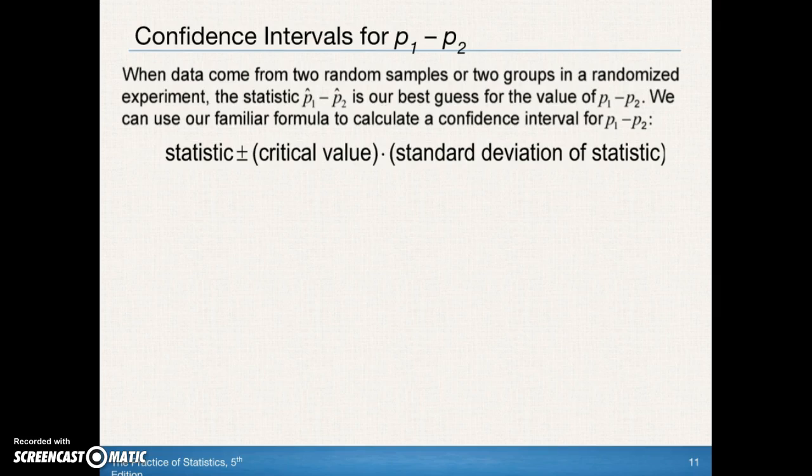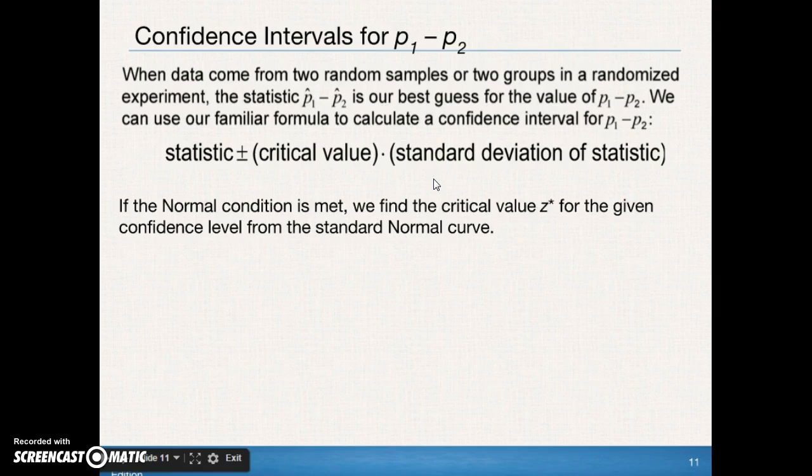So again, notice the formula doesn't change. We're still going to have a statistic. It's going to be plus or minus a critical value, and it's going to be times a standard deviation. Again, as soon as we meet our normal condition, our critical value is going to be a z, just like we were doing when we were doing one sample proportion intervals.